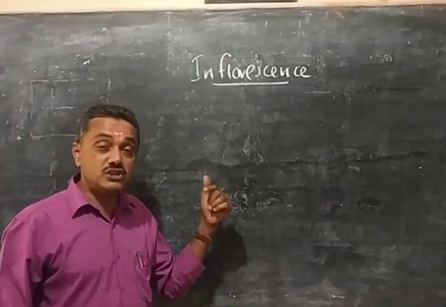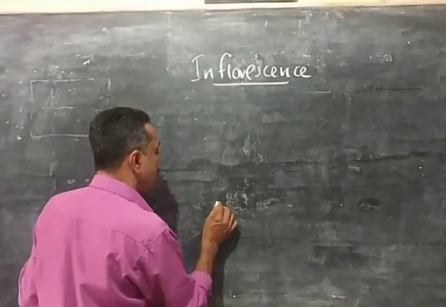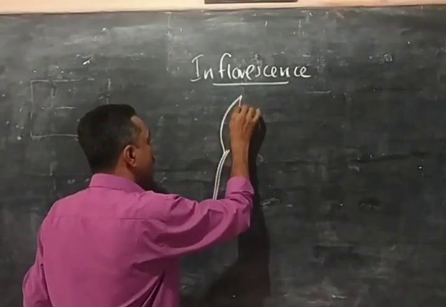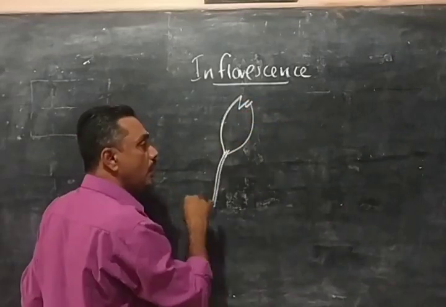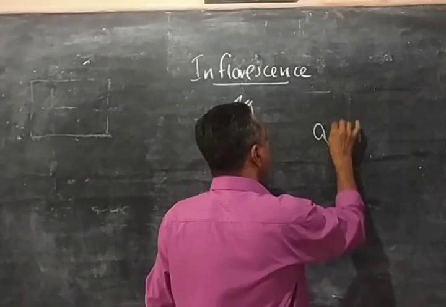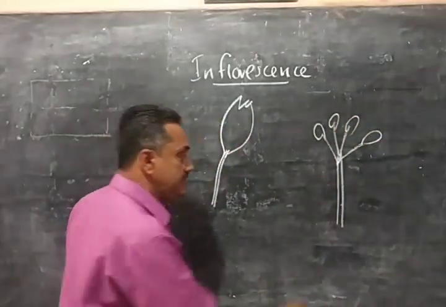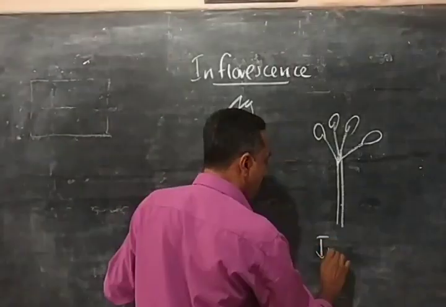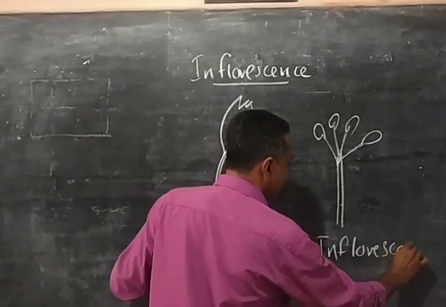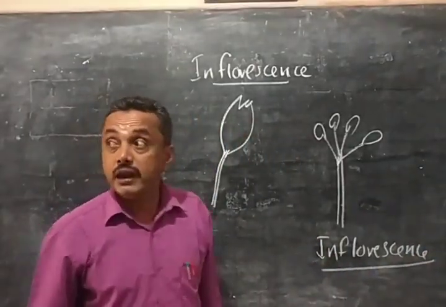See, a group of flowers on a common stalk is called inflorescence. Flowers may be single, or flowers may be seen as a group. On a common stalk, we can see numerous flowers like that. And this group of flowers on a common stalk is called inflorescence.